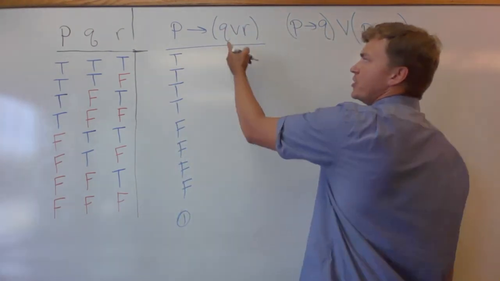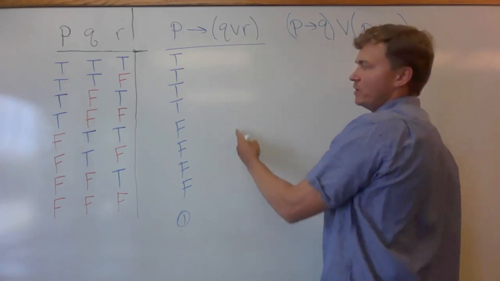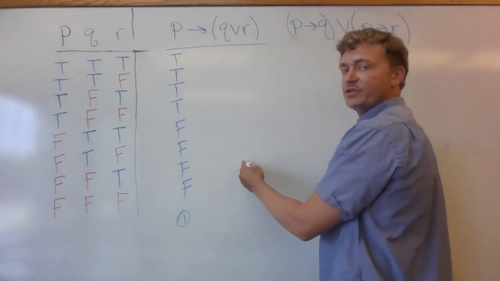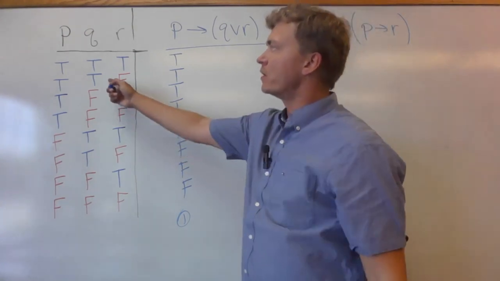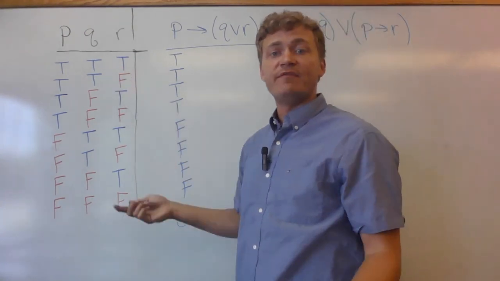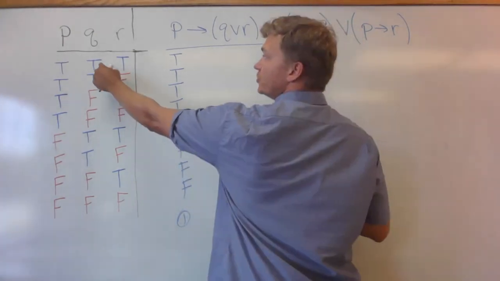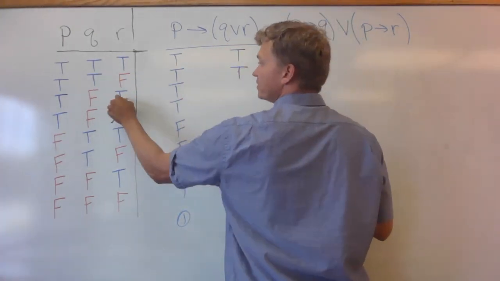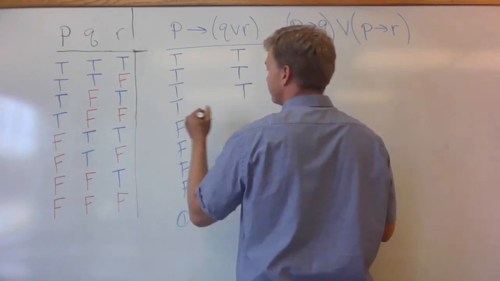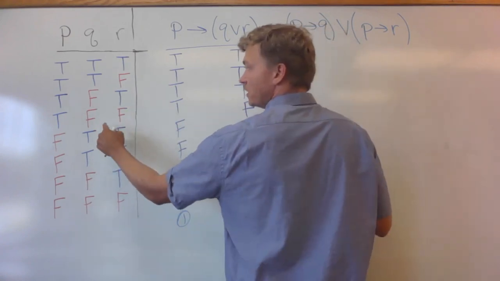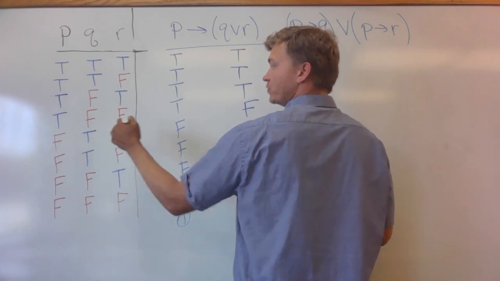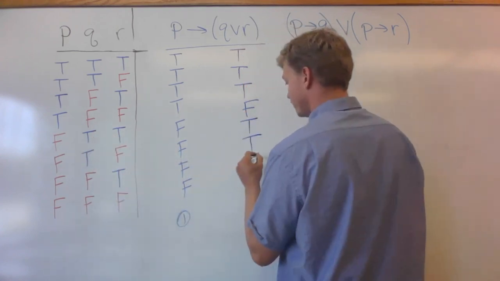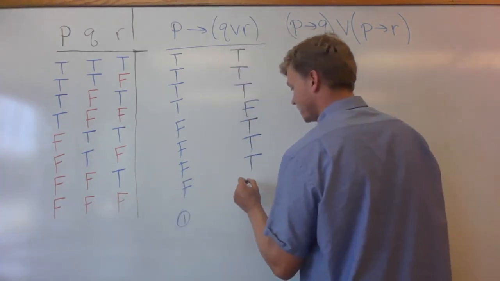Column one. Q or R. Now again, we can list out Q individually, list out R individually, and then find the disjunction, the or connective. But Q and R are sitting right next to each other right here, so I'm going to take advantage of that. True or true is true. True or false is true. False or true is true. False or false is false. Now we're here. True or true is true. True or false is true. False or true is true. False or false is false.